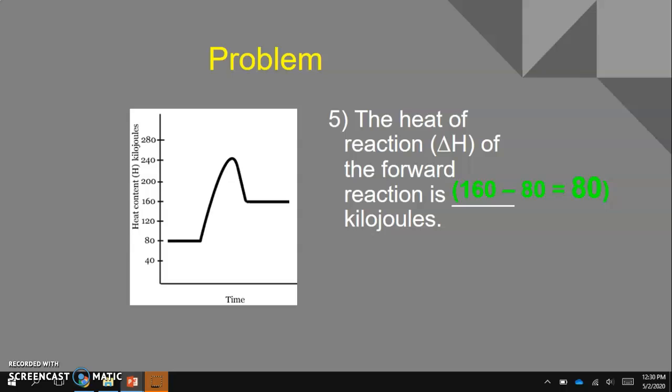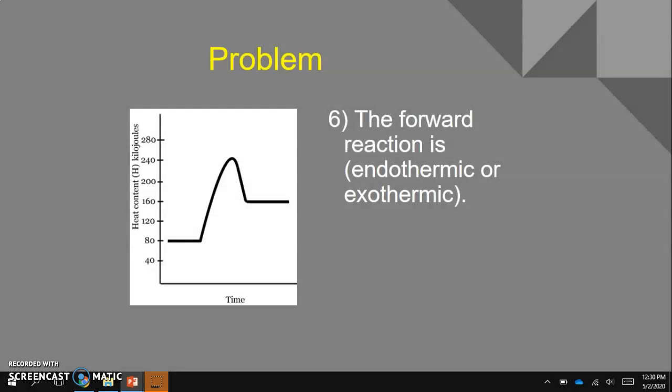So it's important to understand that your delta H, if you remember from the lesson you just watched, can be positive or negative, and that's going to tell you whether or not it's an endothermic or exothermic reaction. So now that we know that our delta H is positive, let's go ahead and answer this question. Is this an endothermic or an exothermic reaction?